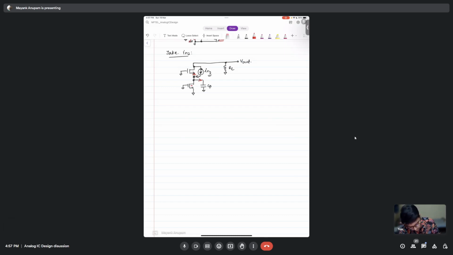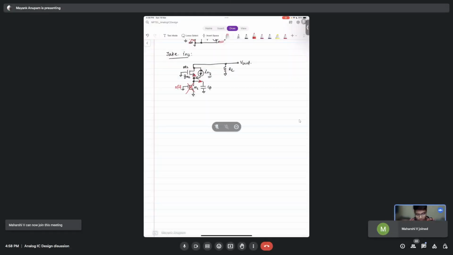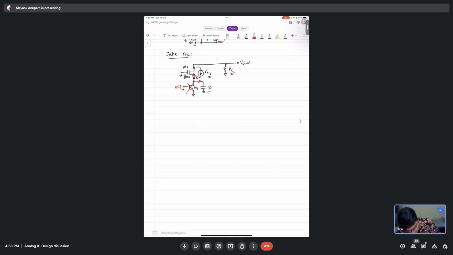Sir, the second MOS is off. Correct, so this is out of the picture. And there are only two currents, one through this, one through this, right? This is M1, this is M2, GM2, this is anyway off, so it doesn't matter. Out of these two currents, one flowing through CP and one through the MOSFET M2, which current will flow through RL? CP current. CP current you are saying. Why do you say CP current?